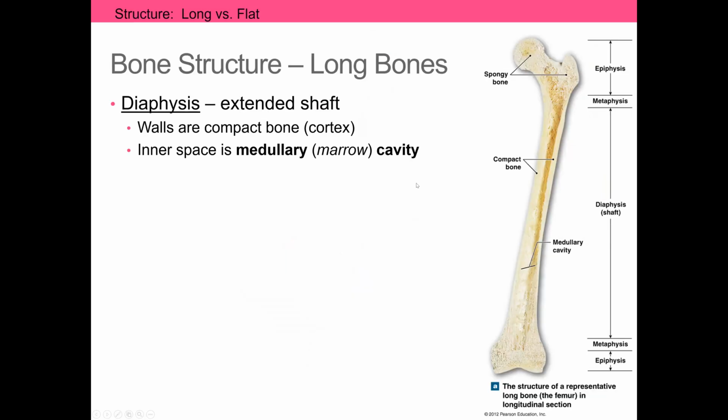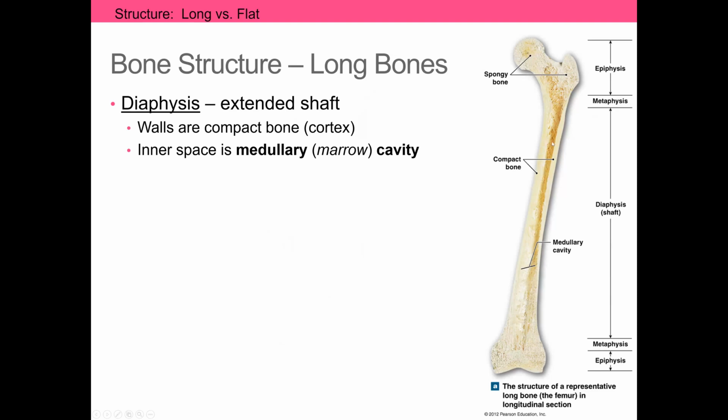And the last little part of this section is the bone structure of a long bone versus a flat bone. So if we look at a long bone, all long bones have 3 main areas. The first area is the diaphysis, and this is the extended shaft. So this is the long, skinny part of the bone. The walls of the diaphysis are made of compact bone, and we're going to talk about the different types of bone coming up here shortly. Sometimes this is also called the cortex of the bone.